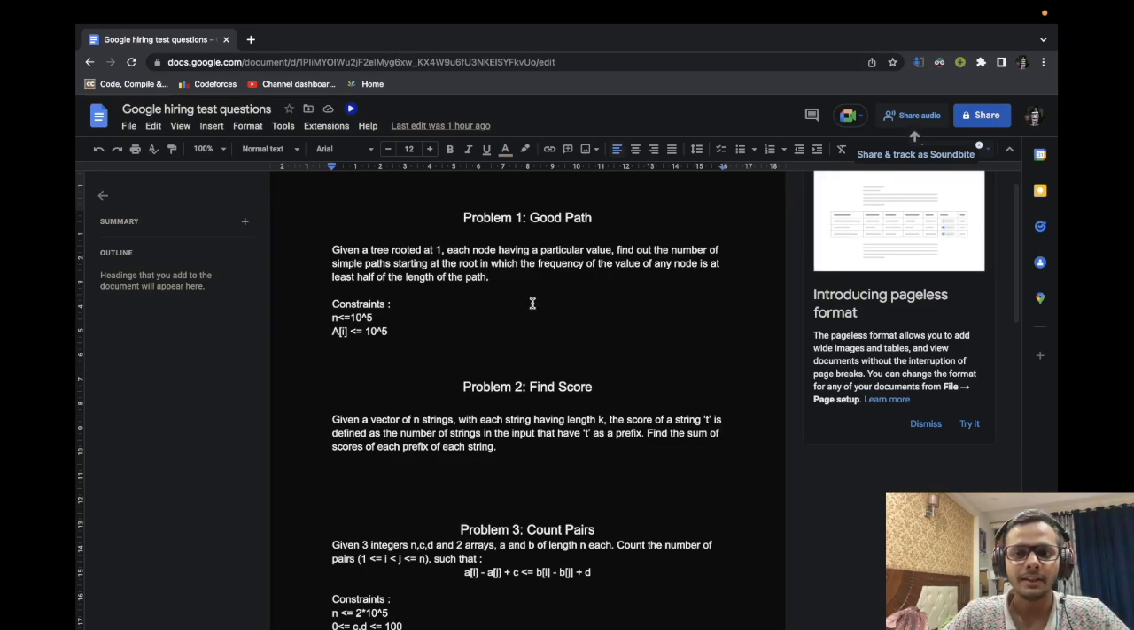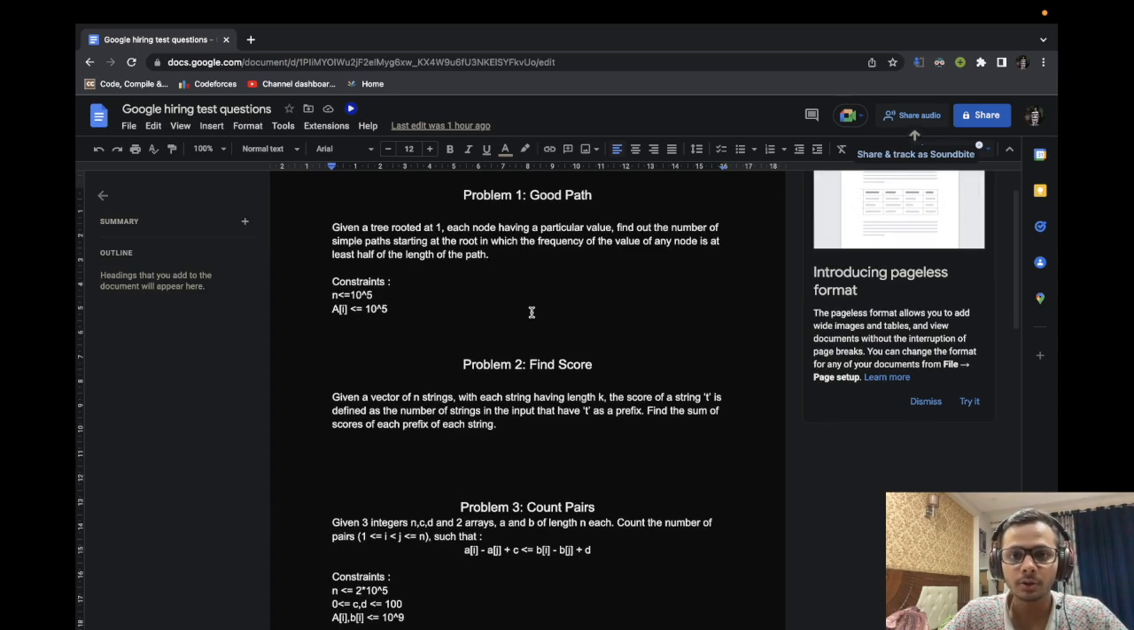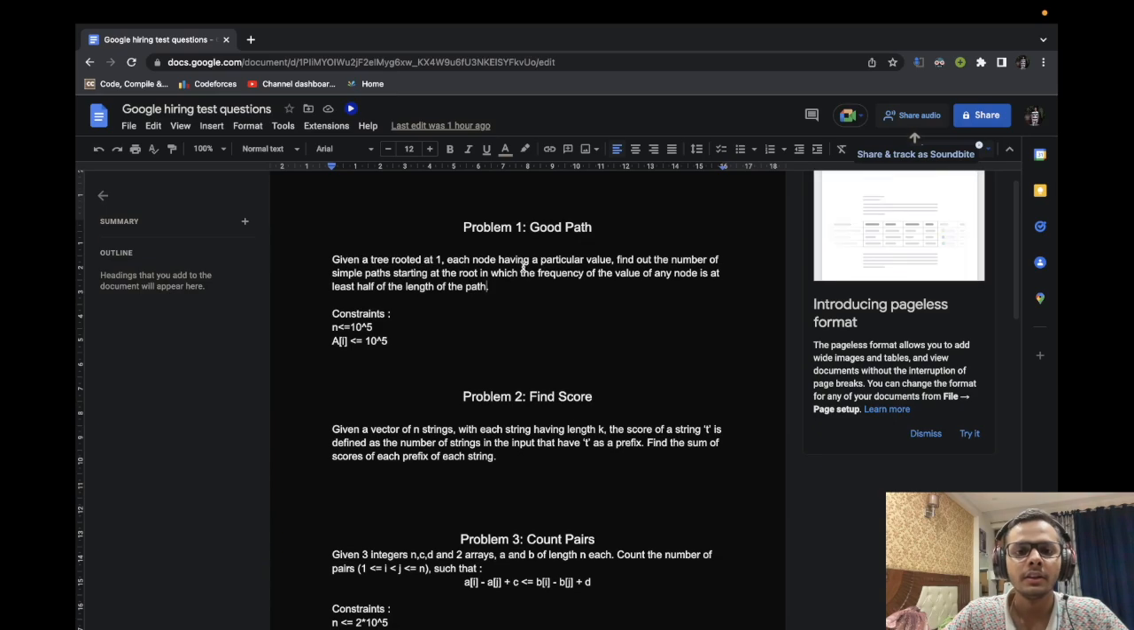So yeah, that would be my take. The round was a little bit easier than previous Google coding rounds. Okay. So yeah, without any further ado, let's start with the solutions.